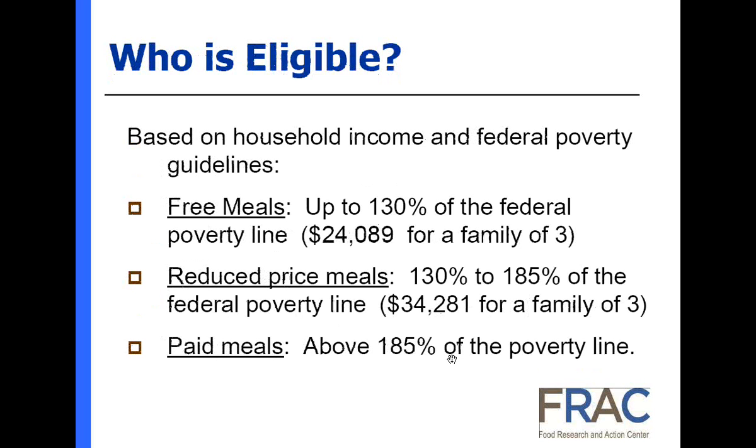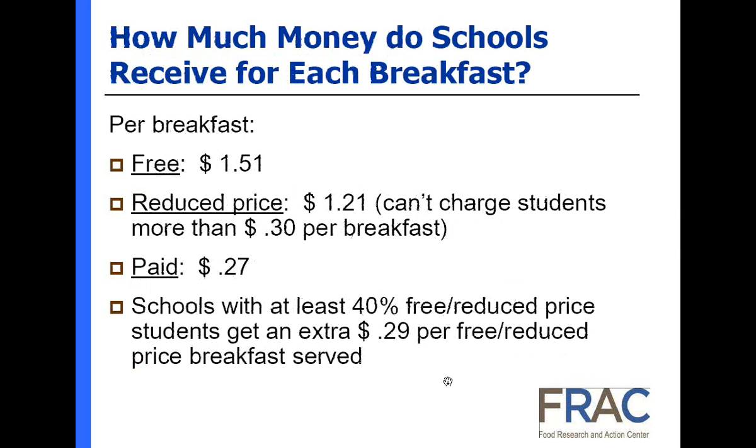The next slide goes over the eligibility criteria. It's determined by income. Kids who live in families at 130% or below of the federal poverty line are eligible for free meals. Between 130 and 185% of poverty, those kids are eligible for reduced price meals, and then everyone else has to pay the full cost of meals. And then you can see on the next slide how much money schools receive for each one of those categories.